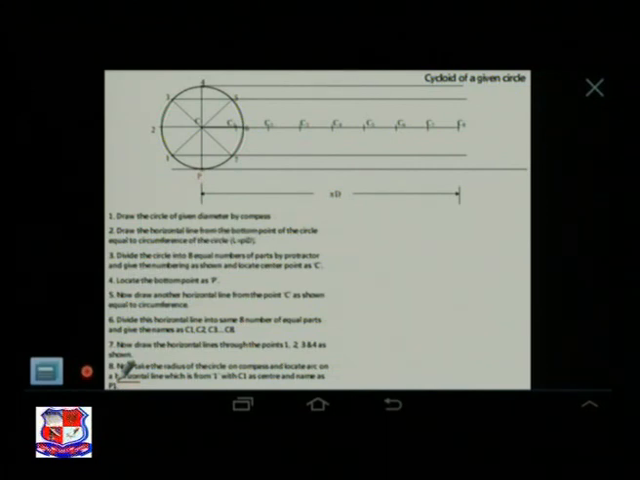Listen carefully here. For locating the arc, we have to take the radius of the circle as the distance on the compass, and take C1 as center. We locate the arc on the line drawn from 1 onto the circle. Here I am locating it onto the line drawn from 1 with C1 as center. Next we need to take C2 as center and locate the point on the line drawn from 2, which will already be coinciding.